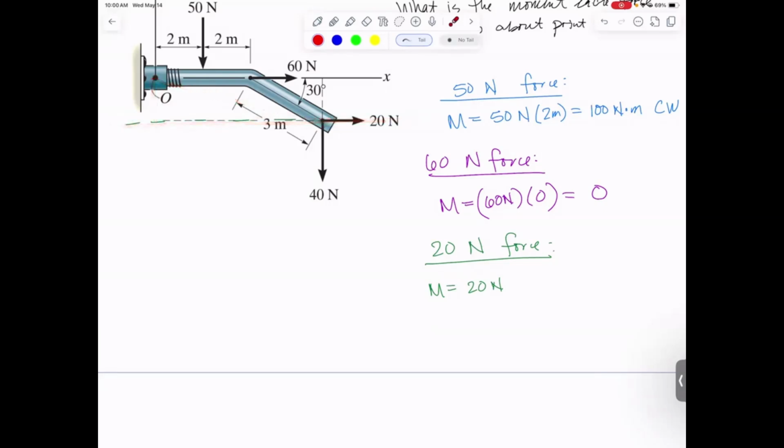It's that vertical distance. So look at this little triangle. I have a nice 30, 60, 90 triangle with a 3 meter hypotenuse. It's this side I want. So if I use 3 meters times the sine of 30, I've got my answer. And it comes out to be 30 Newton meters. And clockwise or counterclockwise on this one. It's a little harder to see.